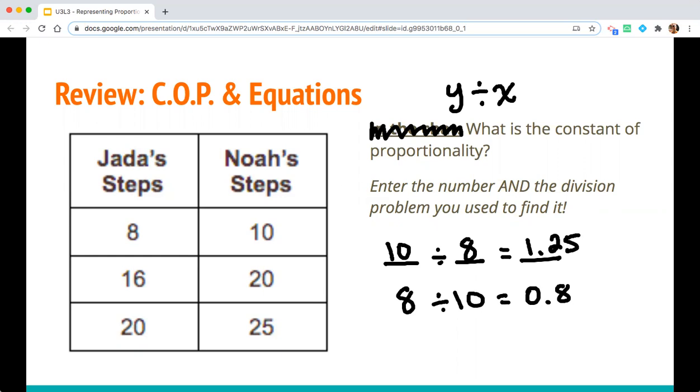So we do have to always do y divided by x, but in this situation, it's not clear which is y and which is x. We're going to go ahead and think of Jada as x for the purposes of this example and Noah as y. The main reason we're going to do that is because the math convention is that when we see a table, the first part of the table is x and the second part is y. This way, a pair of values in the table, like 8, 10, looks like an ordered pair with x coming first and y coming second. So we're going to use 1.25 as the constant of proportionality for the rest of this example.